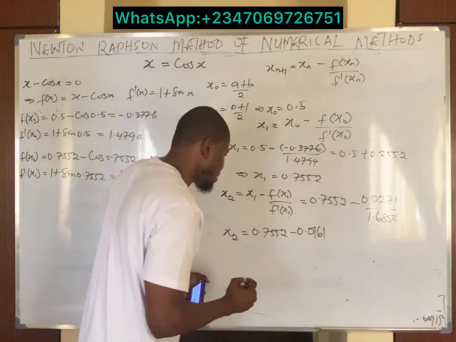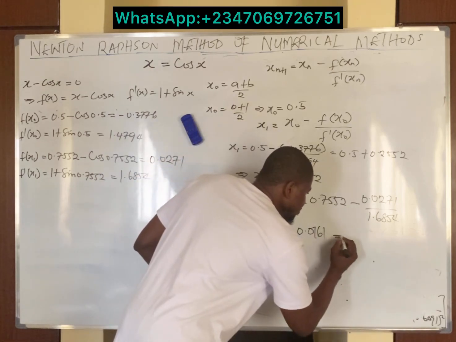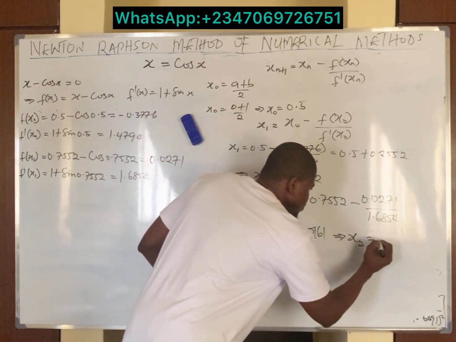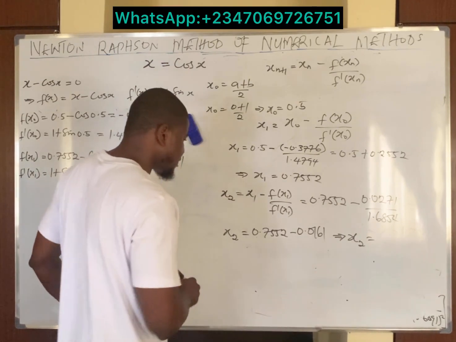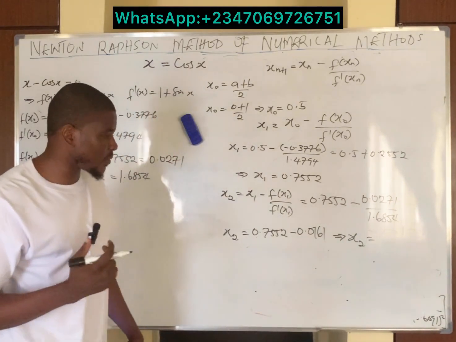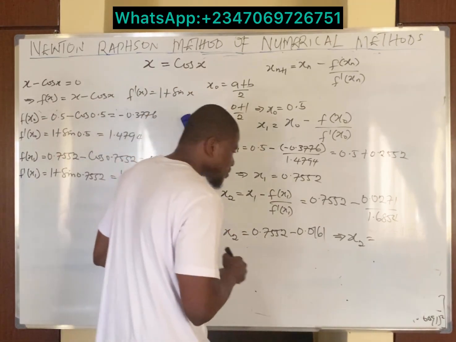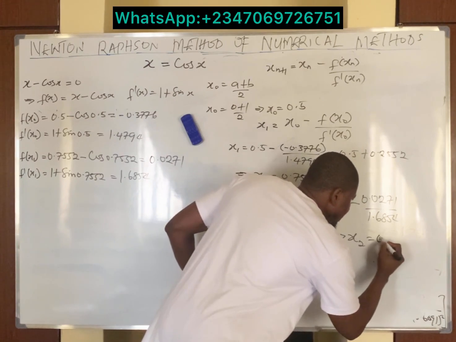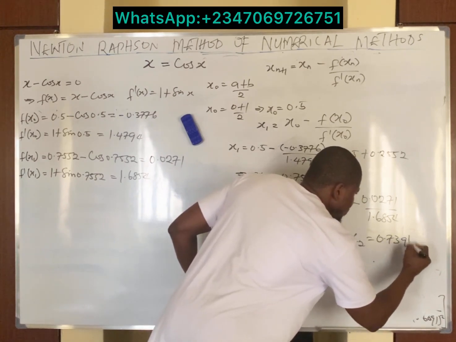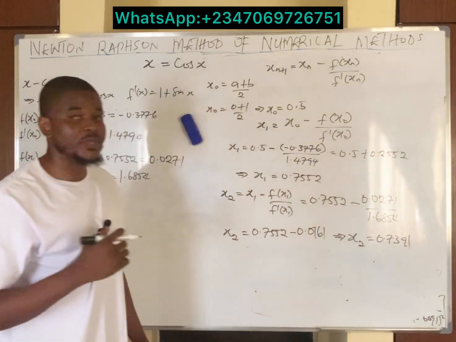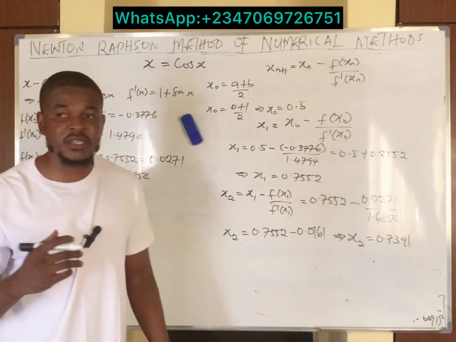Okay, so if you evaluate this, you simply find your second root x2 to be equal to 0.7552 minus 0.0161. So that difference simply gives us 0.7391. Also observe how we take at least up to 4 decimal places in iteration.